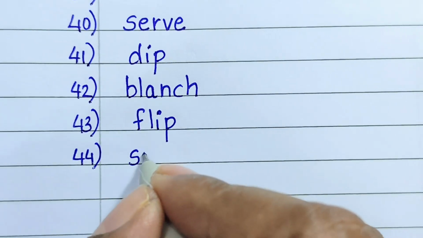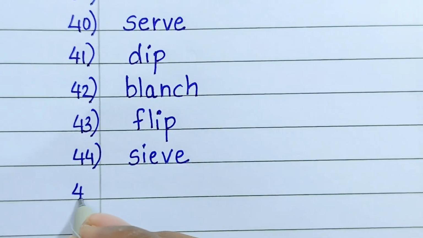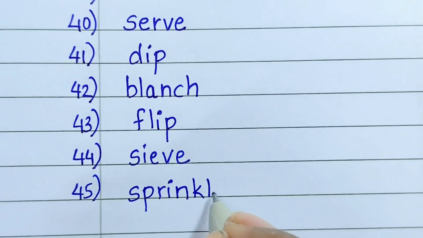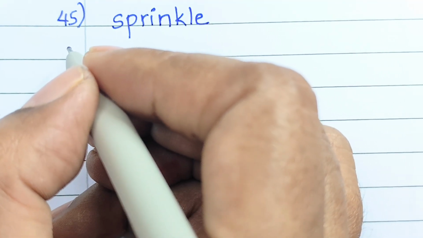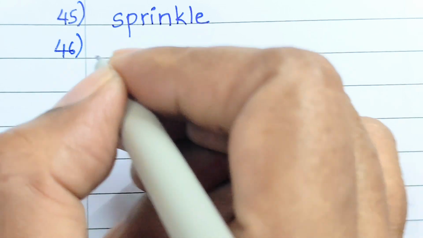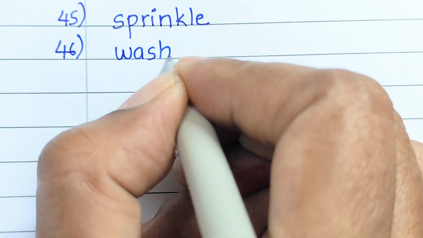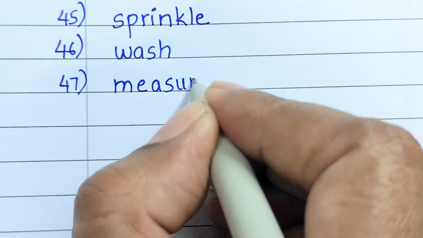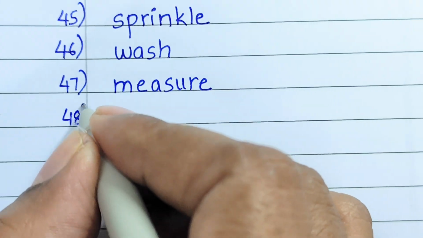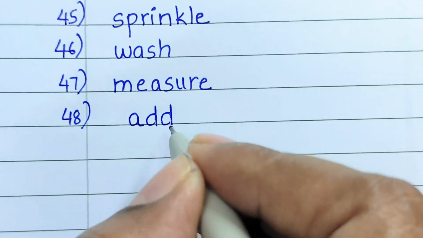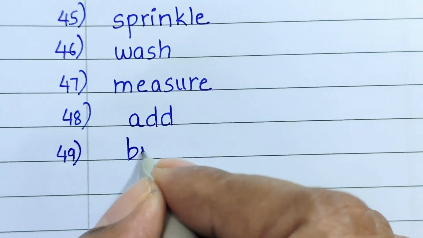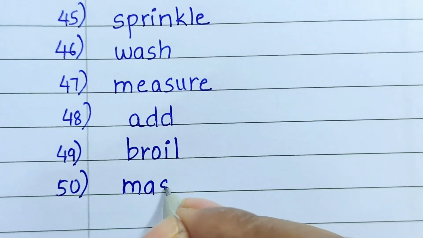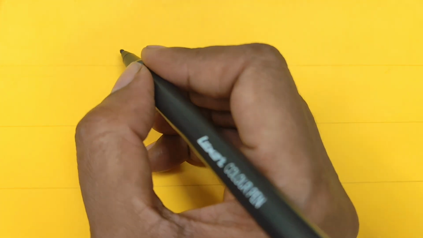44. Save. 45. Sprinkle, 46. Wash, 47. Measure, 48. Add, 49. Broil, 50. Mash.